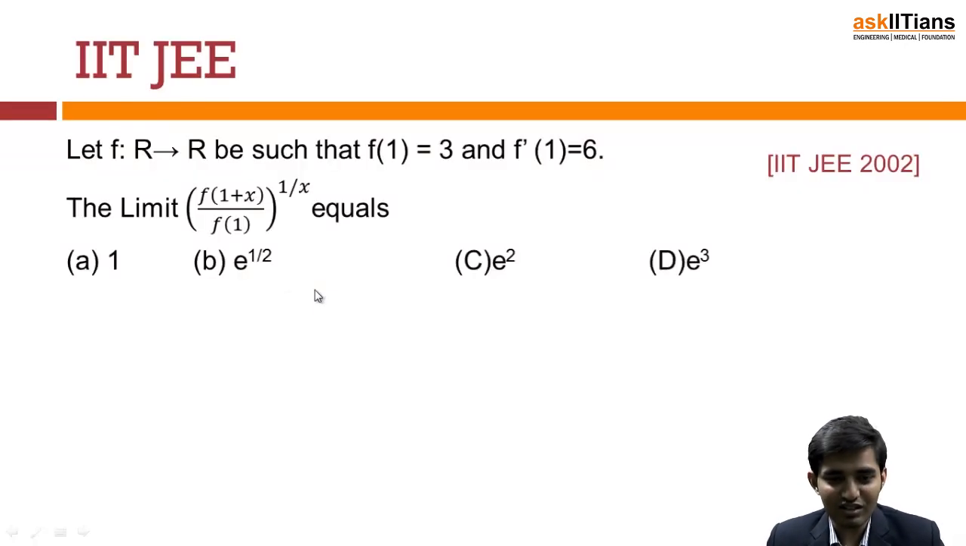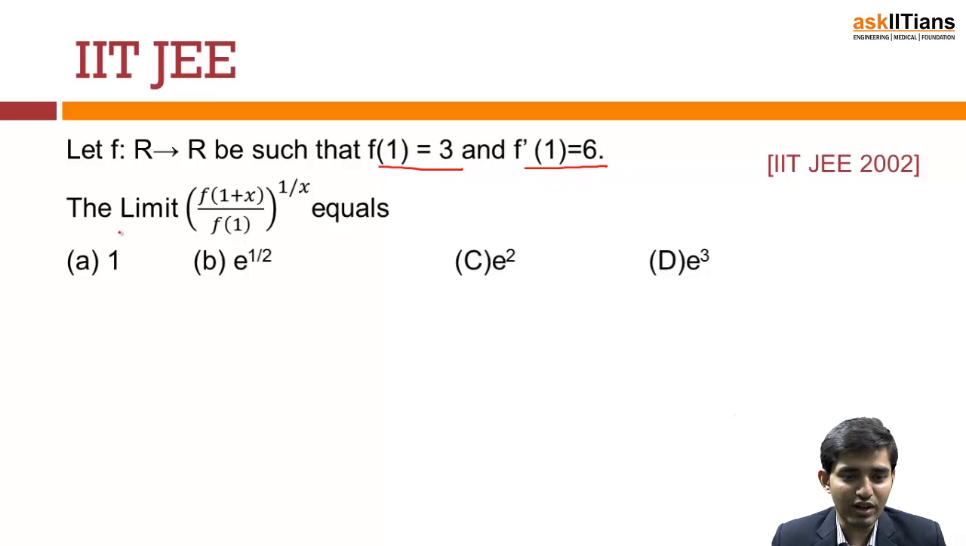So the first question is here on your screen. Let there be a function defined from R to R such that f of 1 is equal to 3 and f dash 1 is equal to 6. Then we have to find out the limit. Here it should be x tending to 0. In the question, it is the limit as x tends to 0 of (f of 1 plus x divided by f of 1) whole raised to the power 1 by x.